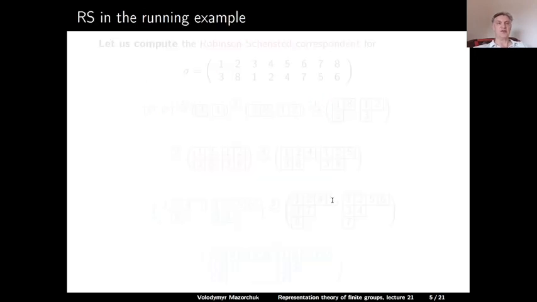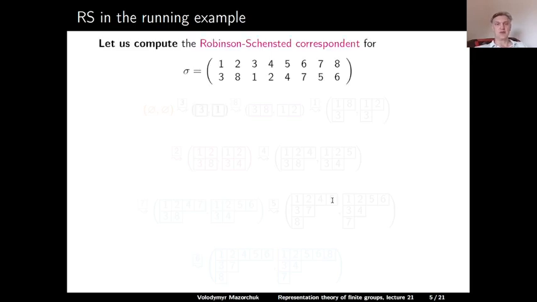So we will give a geometric construction for the Robinson-Schensted correspondent of sigma, and in order to be able to compare it with our running example, let us compute the Robinson-Schensted correspondent for our sigma, which is 3 8 1 2 4 7 5 6, using the one-line notation. So we start from the empty tableau, and then we insert 3. So the insertion tableau is 3, the recording tableau is 1. Then we insert 8.